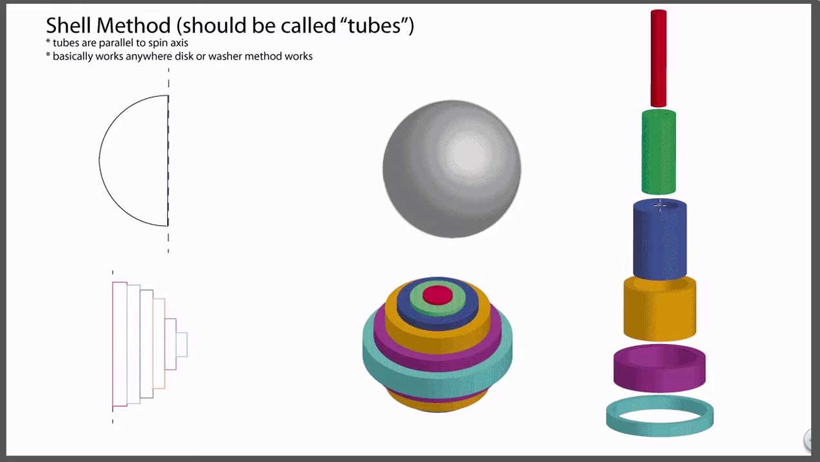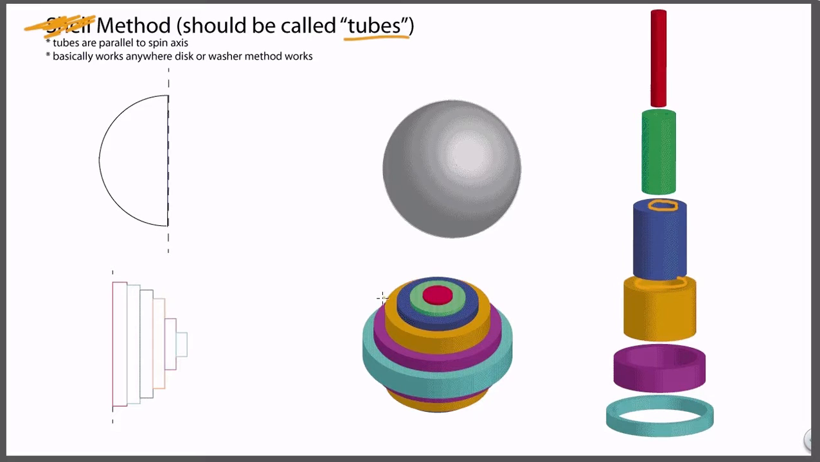Like, why is it called the shell method and stuff? Well, first of all, it should not be called the shell method. It should be called the tubes method, or pipes or whatever, because really what we're looking at here is a bunch of tubes. These are all tubes that are nested inside of each other.